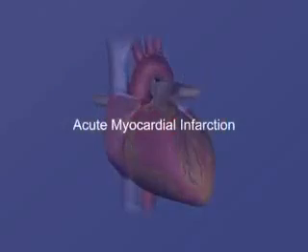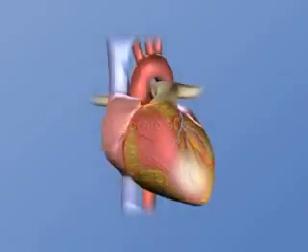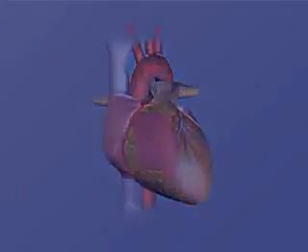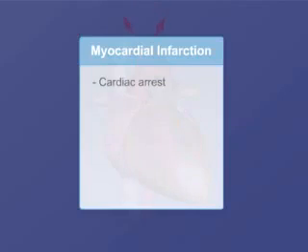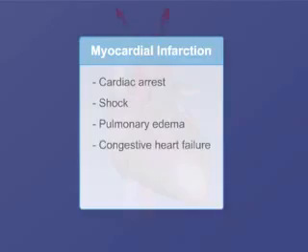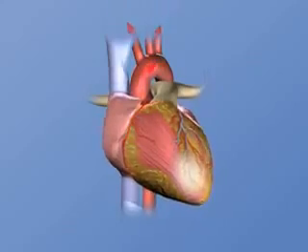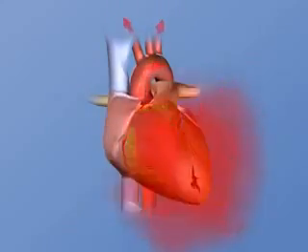Acute myocardial infarction. Acute myocardial infarction occurs when a portion of the myocardium, heart muscle, dies as a result of oxygen starvation. The dead area can no longer pump. This can lead to cardiac arrest, shock, pulmonary edema, or congestive heart failure. In some cases, heart attack patients suffer cardiac rupture as the dead tissue area of the heart muscle bursts open.